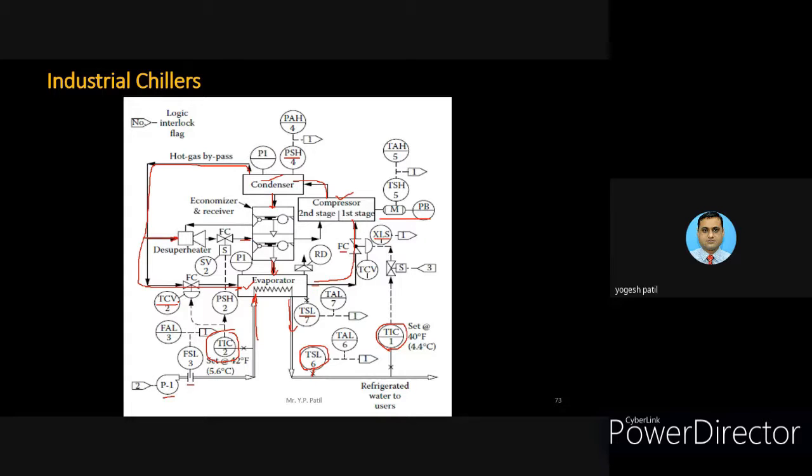Then you can see that there are solenoid valves also. Then there are pressure switches also. PSH are pressure switches. These are the alarms, pressure high alarms. Okay, this is a temperature high alarm. You can understand this from this particular P&ID legend also. There is a temperature switch. There is a pressure high alarm. There is a temperature high alarm. There is a pressure switch.